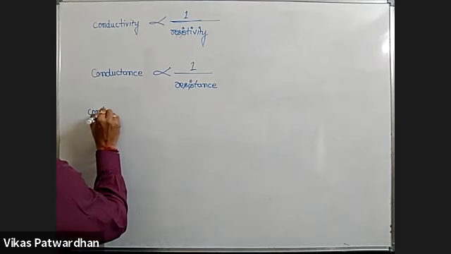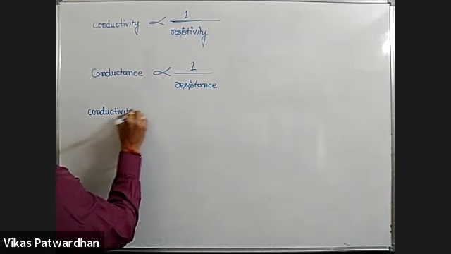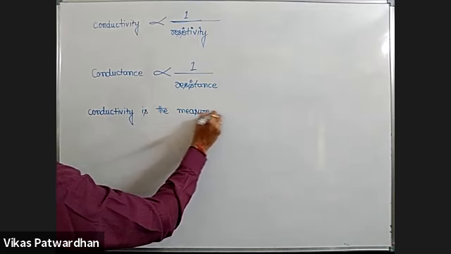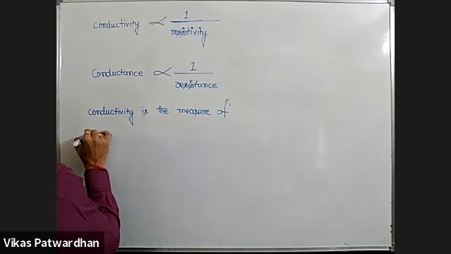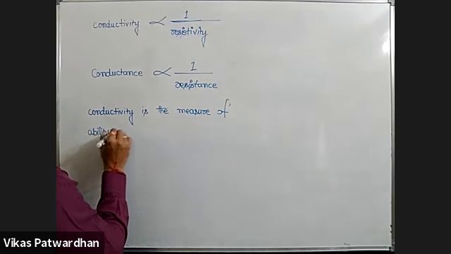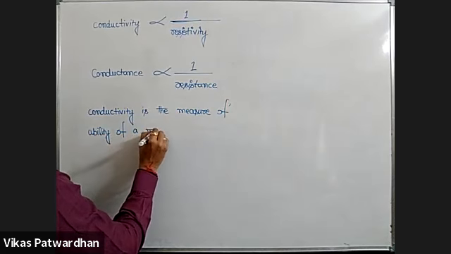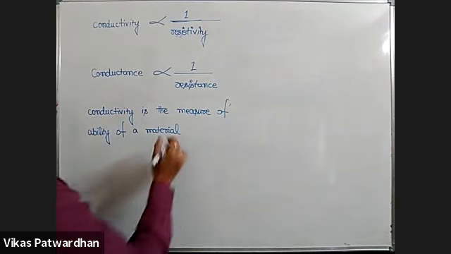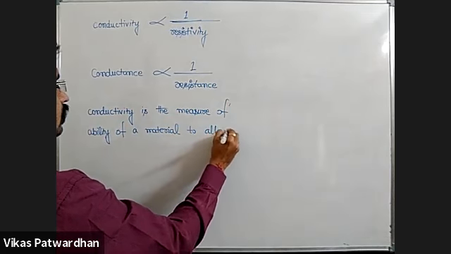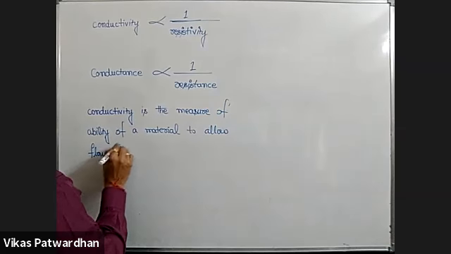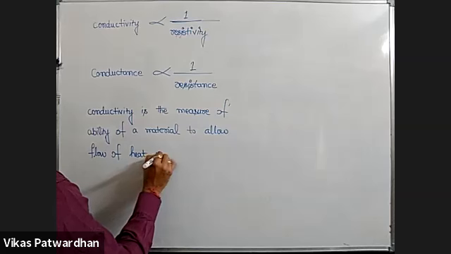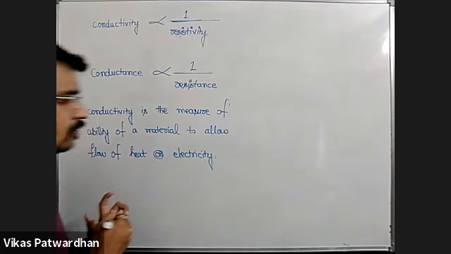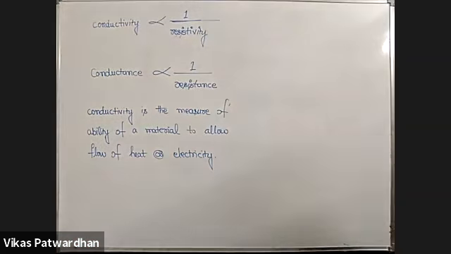Next, third point. Conductivity is the measure of ability of a material to allow flow of heat or electricity.